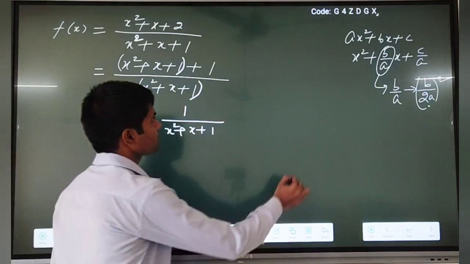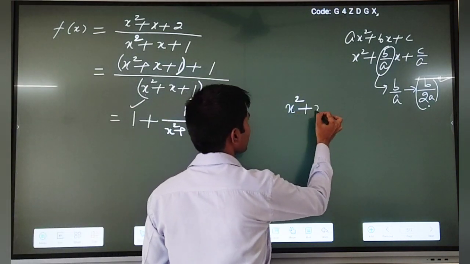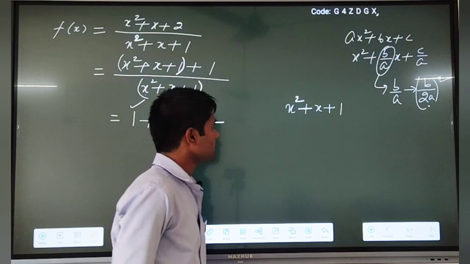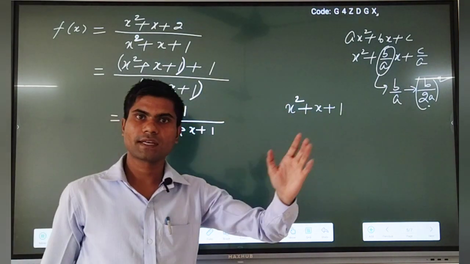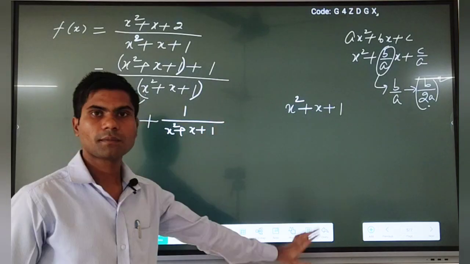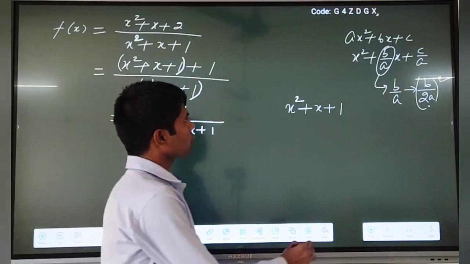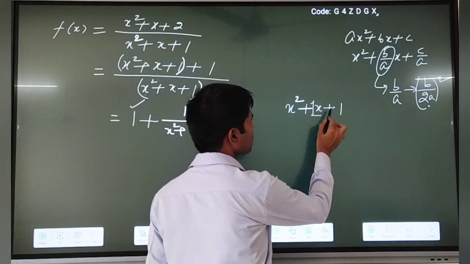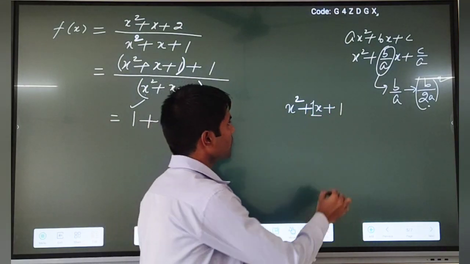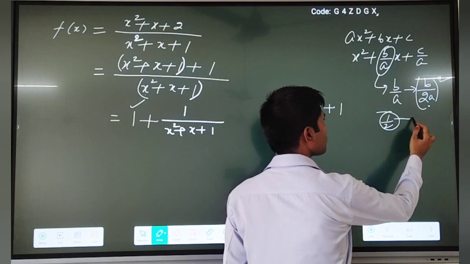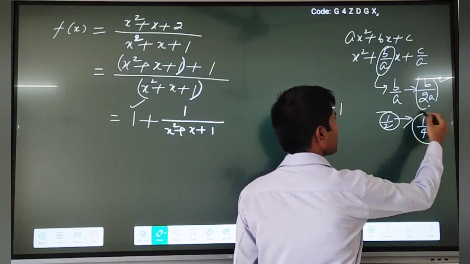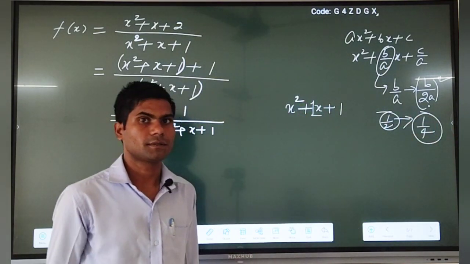Think about x square plus x plus 1. It is quadratic. The first thing is the coefficient of x square should be 1. So here the coefficient of x square is 1, so no need to worry about x square. Think about the coefficient of x. Here what is the coefficient of x? 1. So what is half of 1? 1 by 2. And what is the square of 1 by 2? 1 by 4. So 1 by 4 is the number.